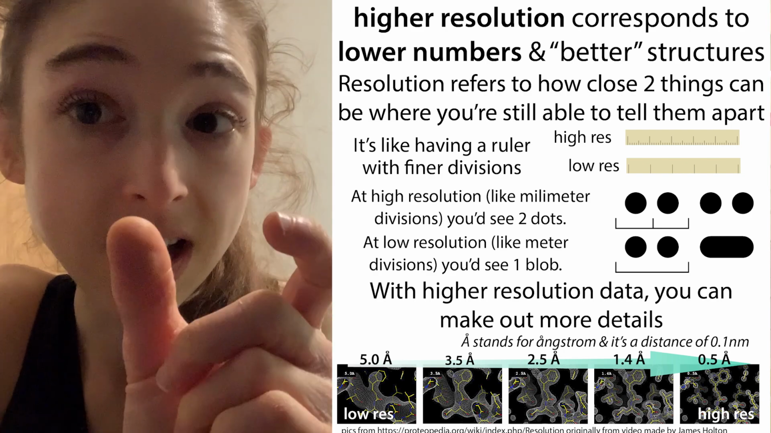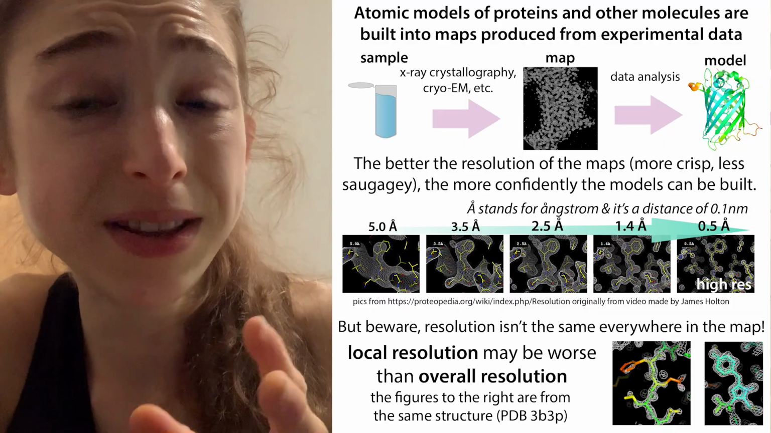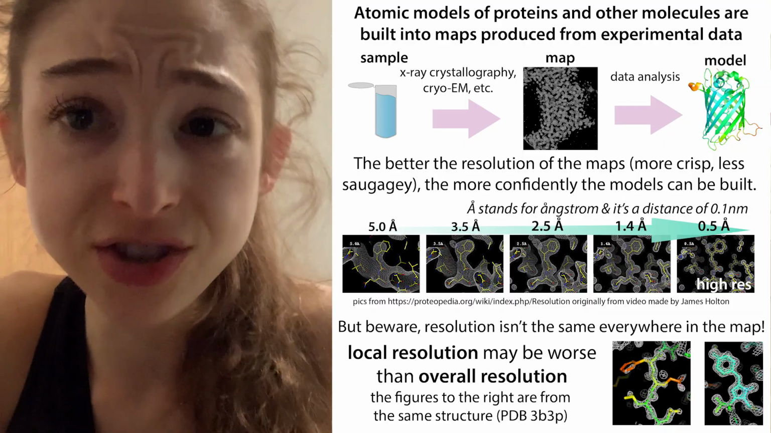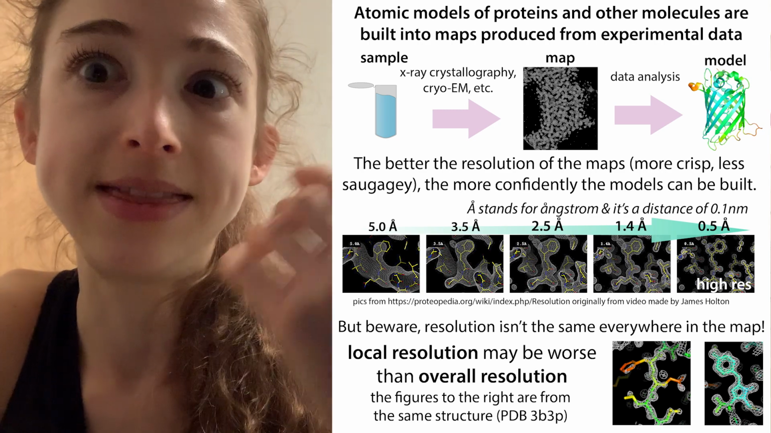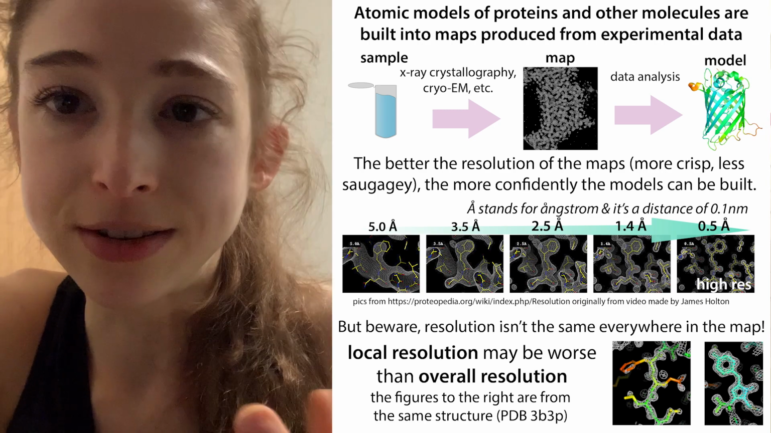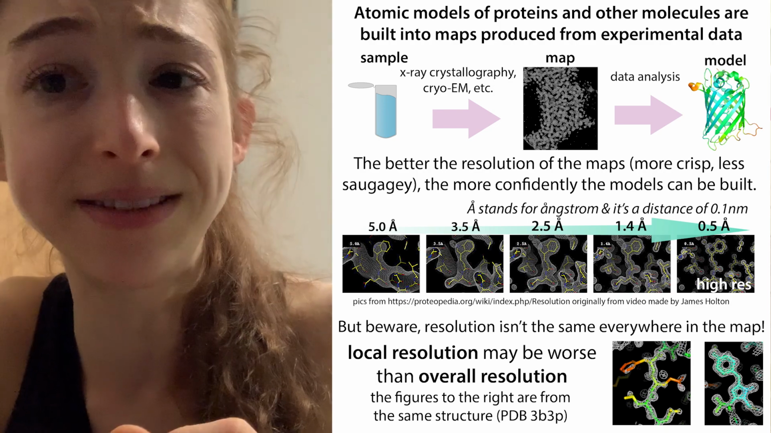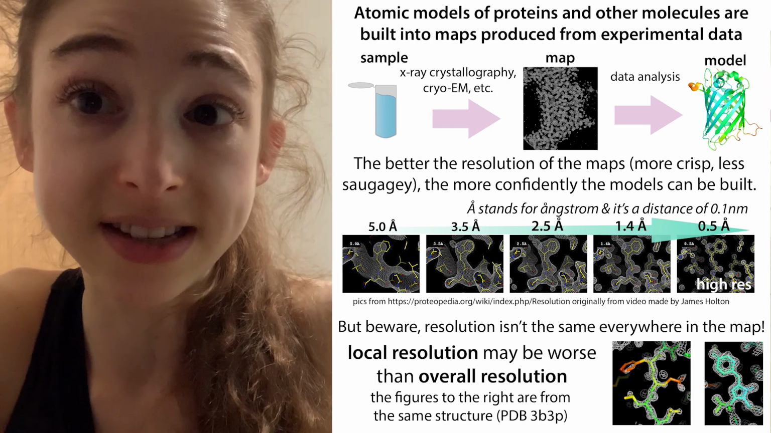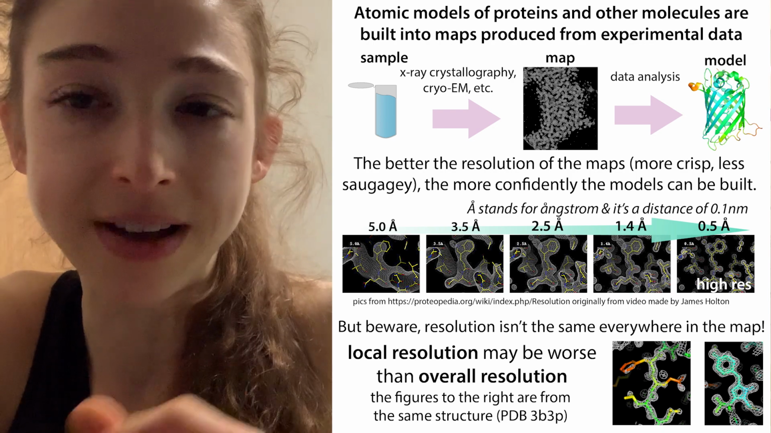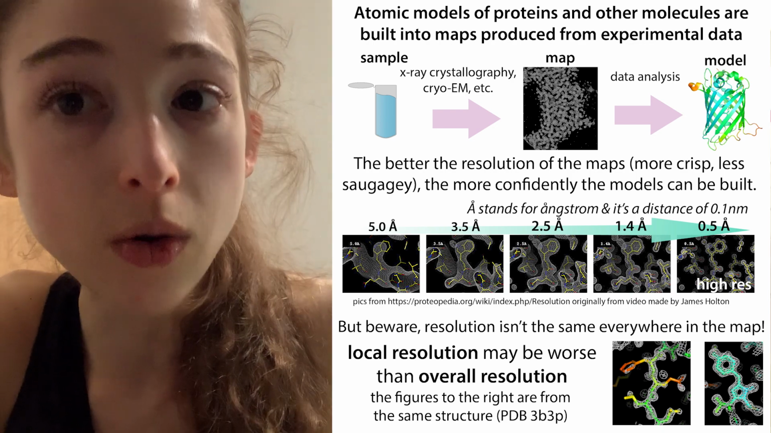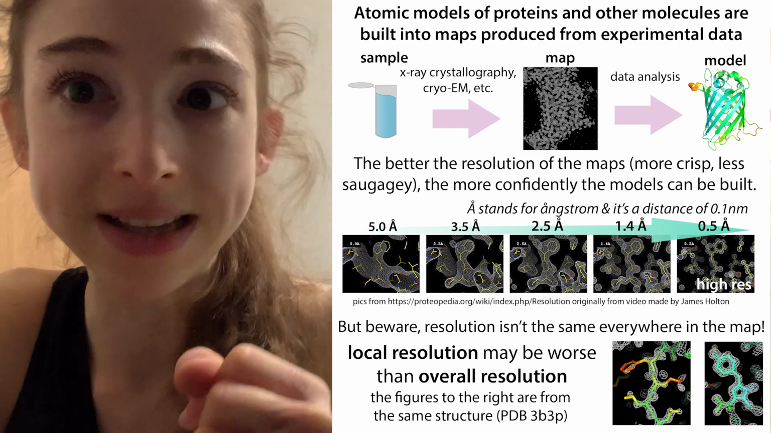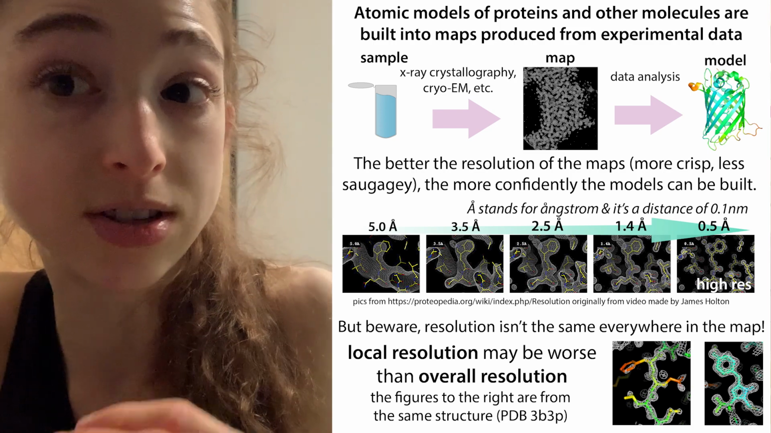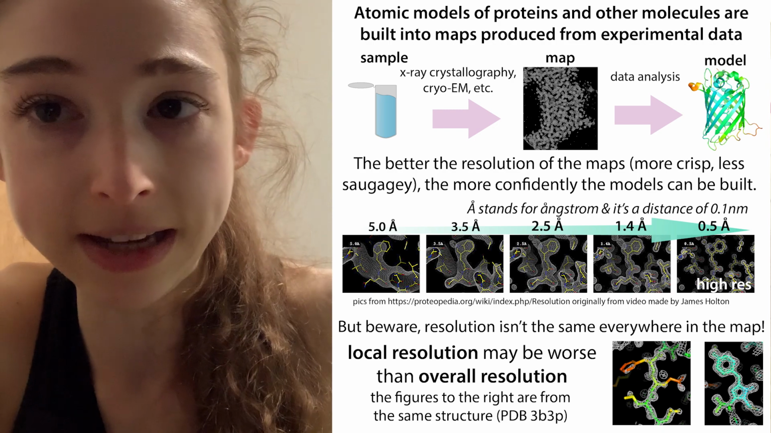Then you wouldn't be able to tell that those were two separate things. What we're dealing with here is typically angstroms, and an angstrom is 0.1 nanometers, and a nanometer is going to be a trillionth of a meter. So we're talking really tiny values, really tiny distances, and so we need that really fine resolution. And so the lower the number you see, the higher the resolution, the crisper that map is, the easier it is to place those atomic positions in there accurately.